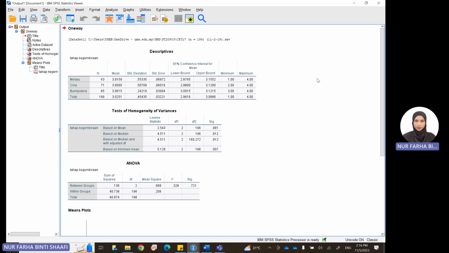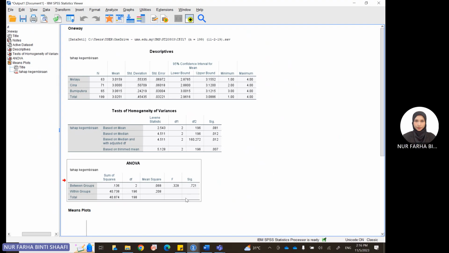Okay, so this is the output. First, you can see the mean value. Here it states the mean and the standard deviation for each ethnic group. You have Melayu, Cina, Bumiputra. So from here you can compare which mean is the highest. If you look here, among Melayu, Cina, India, the mean, which one is the highest?